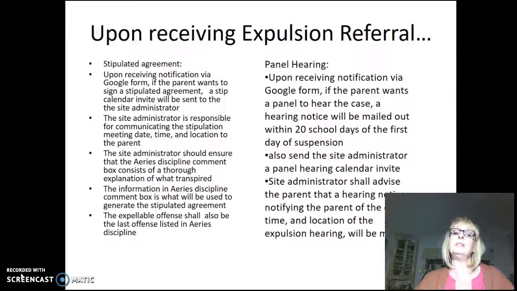But then if the parent wants to have a panel hearing, so that upon receiving the notification via the Google form, if the parent wants the panel to hear the case, a hearing notice will be mailed out within 20 days of the first day of suspension. So they'll also send the site administrator a panel hearing calendar invite, and then the site administrator shall advise the parent that a hearing notice notifying the parent of the date, time, and location of the expulsion hearing will be mailed.